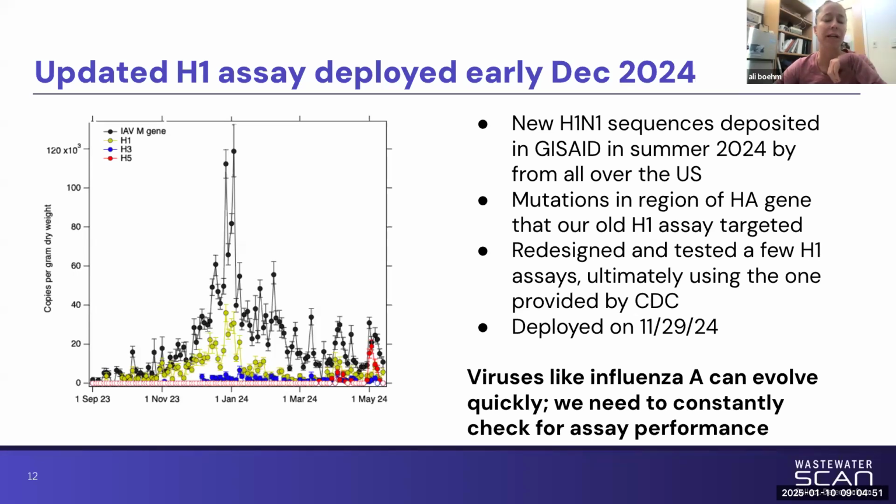The data on the left here shows data from last respiratory virus season, showing some preliminary work that we did in San Francisco, showing influenza A M gene, which is present in all of the influenza, in black, the H1 marker in yellow, and then the H3 and the H5 in blue and red. This shows that during last influenza season, H1 was much more common than H3, which is consistent with the clinical data once it was compiled over the season, which showed that H1N1 was the circulating subtype of influenza last respiratory virus season. But that H1 assay that we used in this plot would no longer work currently because of the mutation in the HA gene.